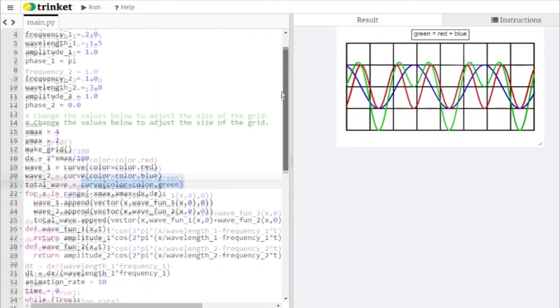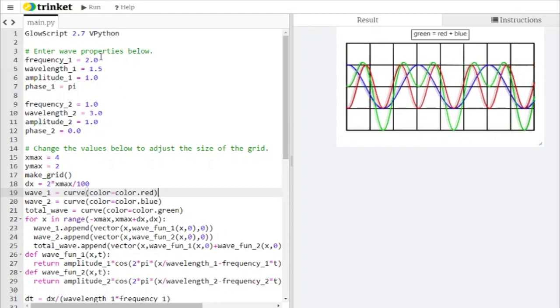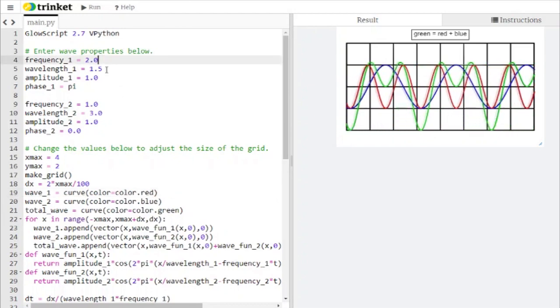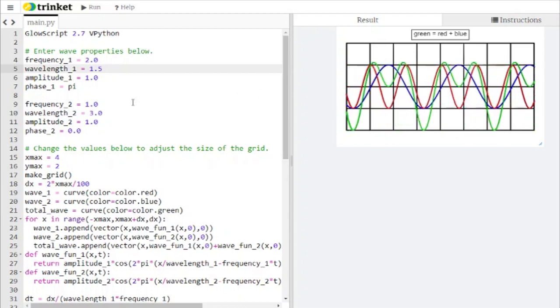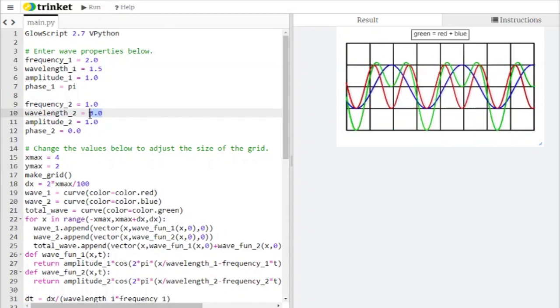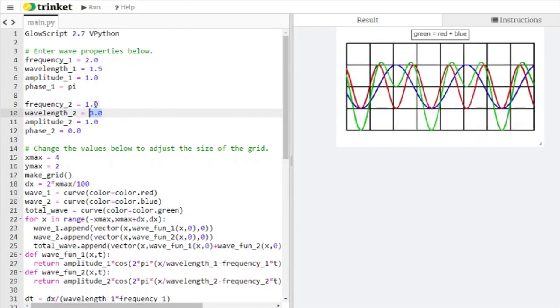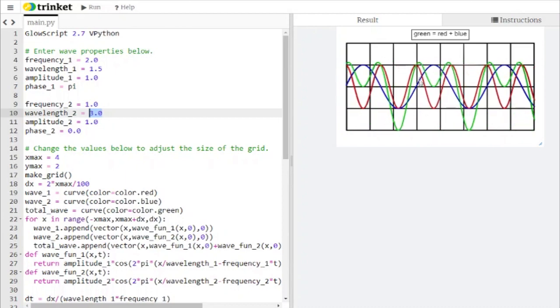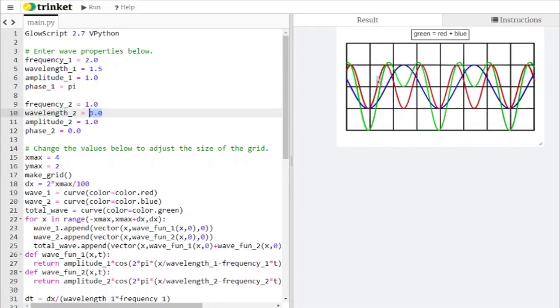So if I look at this, let's take a look at the red wave first. The red one has a frequency of 2 and a wavelength of 1.5. So the red is a pretty narrow wave. It's going across the screen. The blue one is a much broader wave. It's got about twice the wavelength of the other one, and it's got about half the frequency. So when I look at this, these two waves, red and blue, do not line up with each other, and I get this really cool looking green wave.